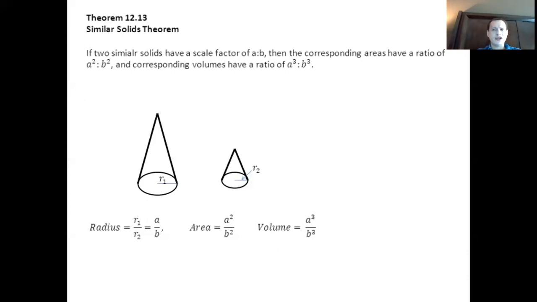So if you know the ratio of the two radii, the radius of one of them divided by the radius of the other, that ratio will be the same throughout. All lengths, one-dimensional things, got scaled by that ratio. So if the radius got scaled down by a half, the height got scaled down by a half. So everything got scaled down by that ratio.